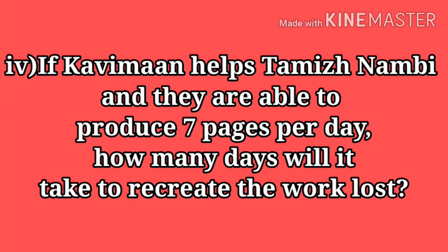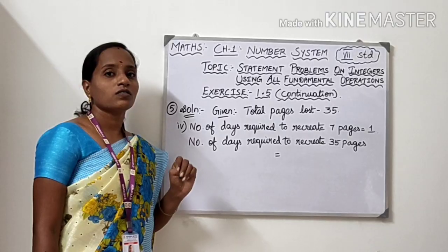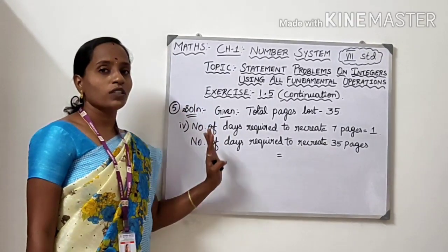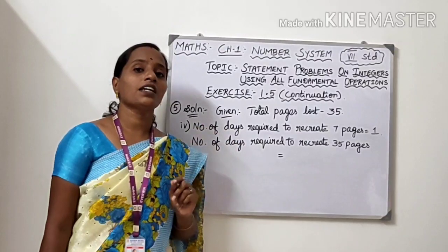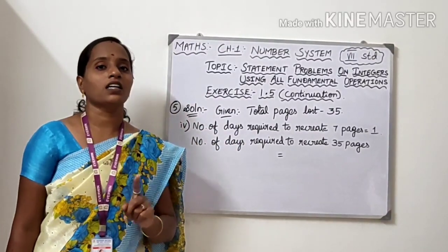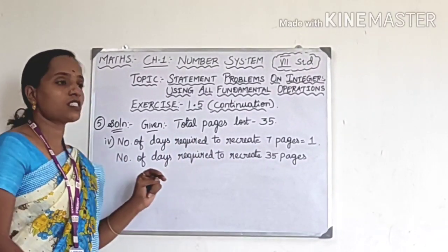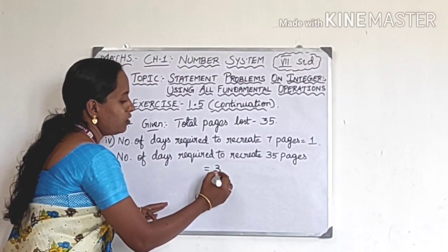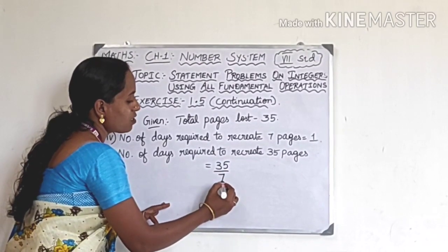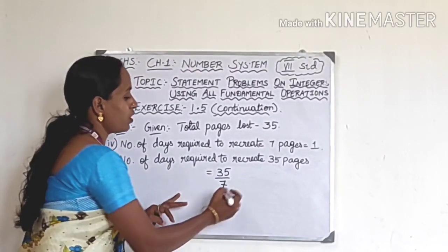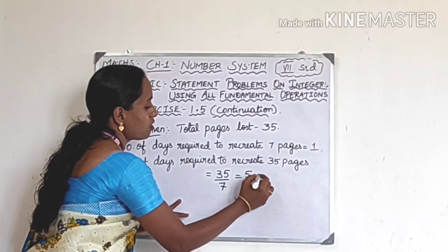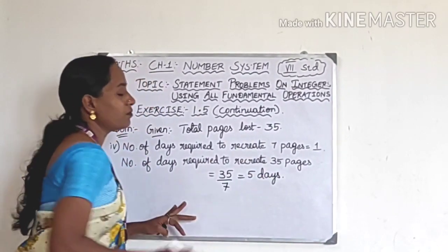If Kaviman helps Tamil Nambi and they are able to produce 7 pages per day, how many days will it take to recreate the work lost? So from the question we come to know that number of days required to recreate 7 pages is 1 day. Now we are going to find out number of days required to recreate 35 pages. So we are going to divide 35 by 7. So in 7 table 35 is 5 times. So it is 5 days.